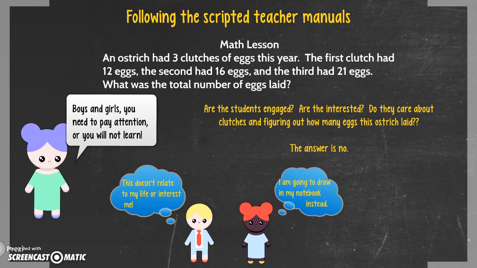Now, as I was going through the math lessons, I found an example that really exemplifies what I'm trying to show here. Here's the math problem I gave to my students through the teacher manual. An ostrich had 3 clutches of eggs this year. The first clutch had 12 eggs, the second clutch had 16 eggs, and the third had 21 eggs. What was the total number of eggs laid?